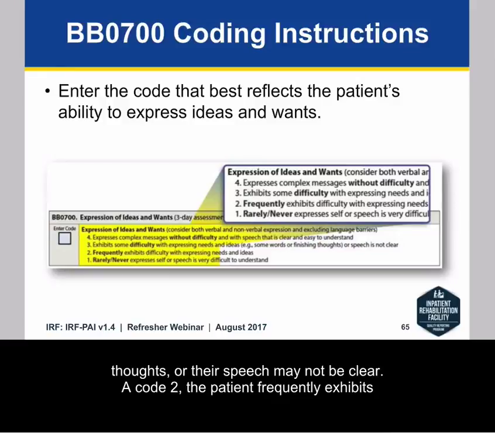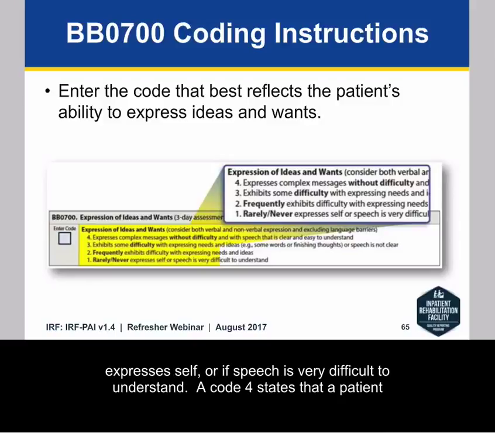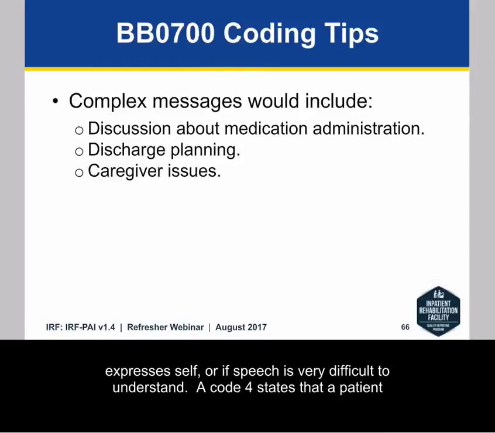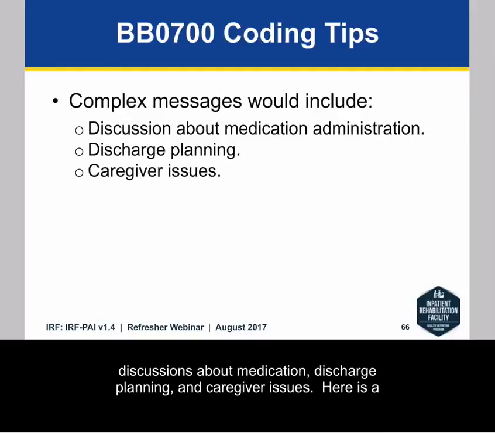A code 2, the patient frequently exhibits difficulty with expression of needs and ideas. And a code 1, the patient rarely or never expresses self, or if speech is very difficult to understand. A code 4 states that a patient is able to express complex messages without difficulty. Complex messages include discussions about medications, discharge planning, and caregiver issues.